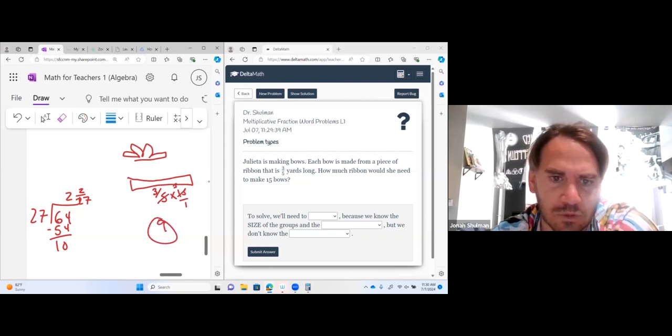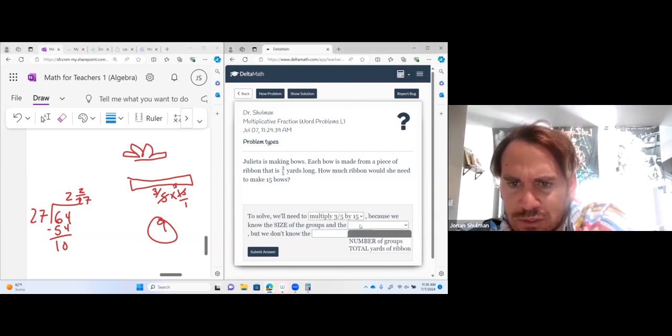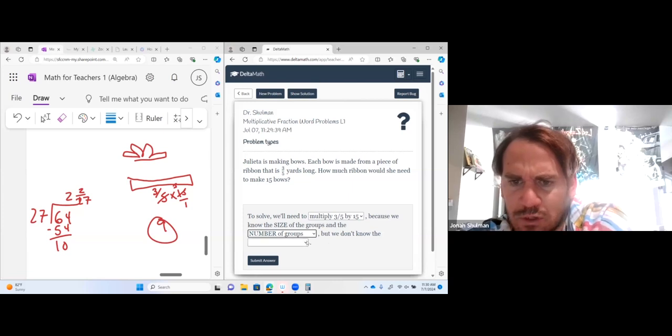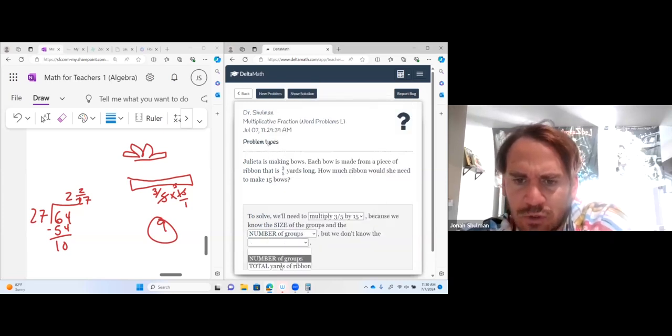We need 9 yards. To solve, we'll need to multiply 3/5 by 15, because we know the size of the groups and the number of groups. We don't know the total yards of the ribbon.